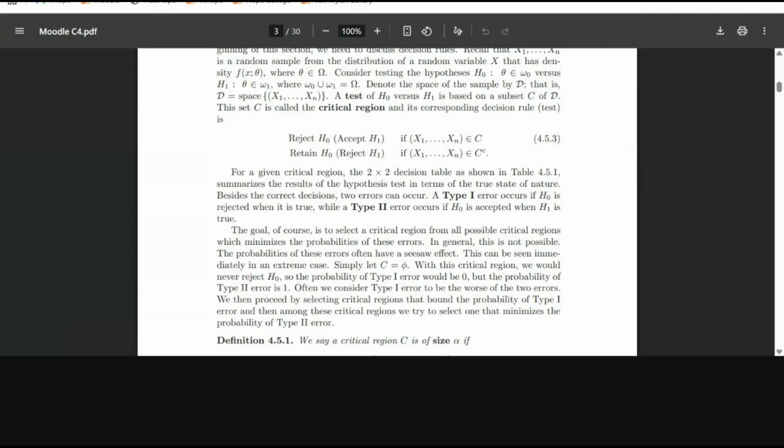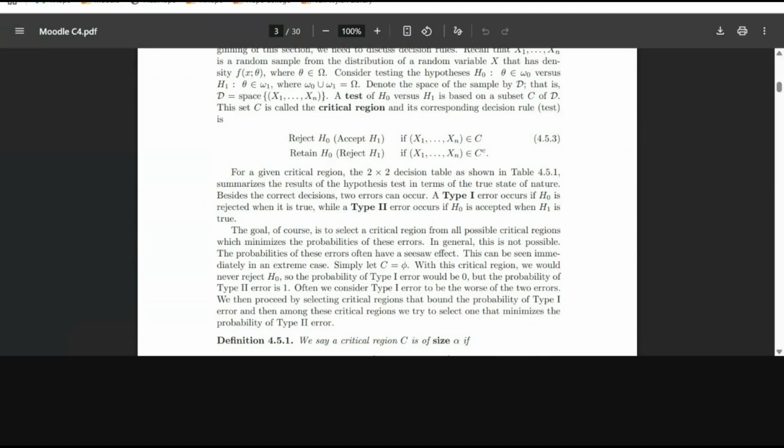Why? If my x bar, see, x bar is a function of your data. X1 to Xn is your data. When my data is more extreme than this, in other words, all values after this are in the critical region. If my observed data enters the critical region, then I will make the decision to reject. That's what the book is saying. However, if I am not in the critical region, that's what they mean by C complement. It means I'm not in the critical region. You don't call it the acceptance region. It just means that I'm not in the critical region. If I'm not in the critical region, then I will retain the null. I will not reject it.